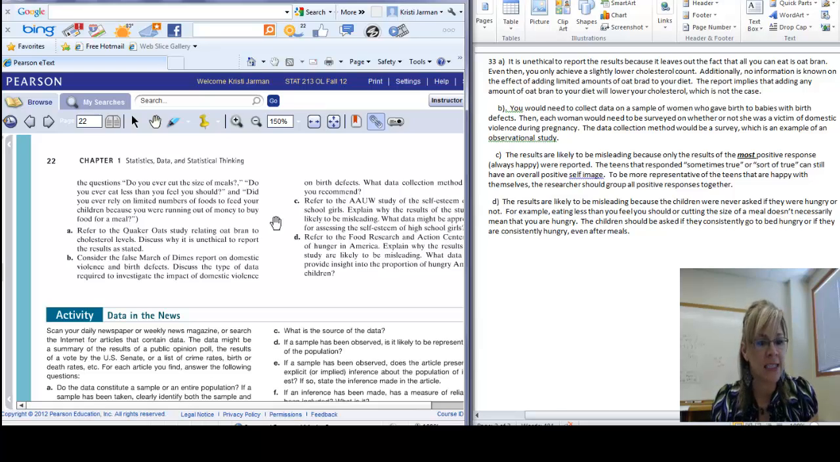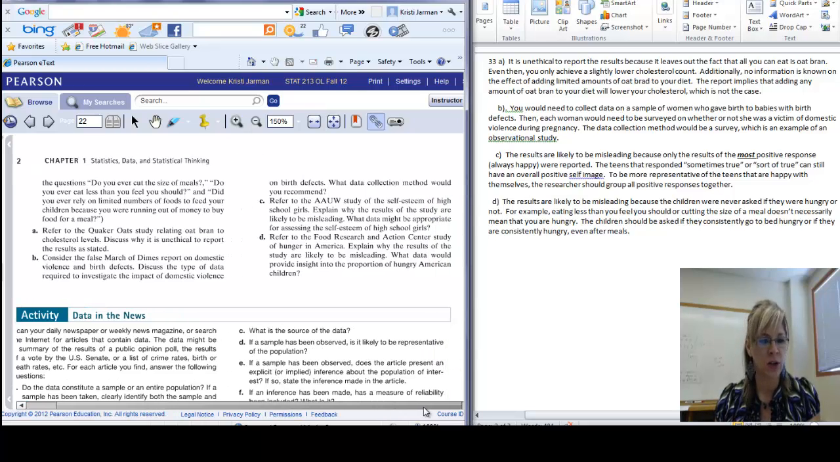All right, Part B, consider the false March of Dimes report on domestic violence and birth defects. Discuss the type of data required to investigate. So if you wanted to actually know, was that true and not just made up? Is there statistical evidence to show that that inference is actually true? What data collection method would you recommend? Okay, so if we are going to do this, we're going to need an observational study, and being more specific, we are going to need a survey. And here's who we would need to survey.